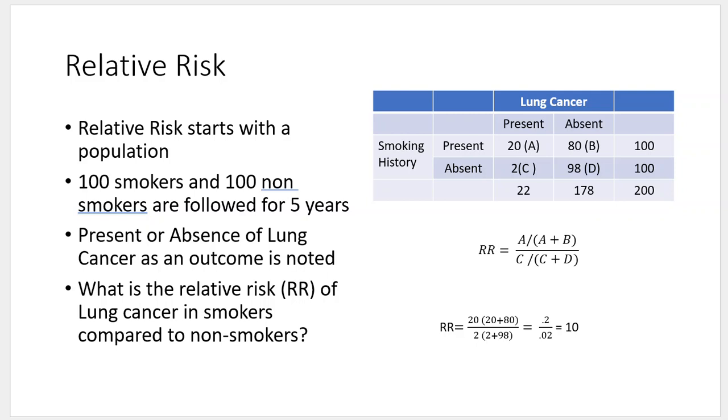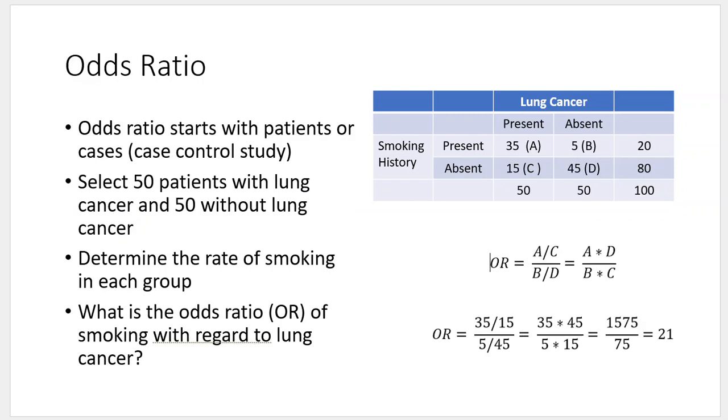Well, as you can see in the table there, people who smoked had a 20% incidence of lung cancer as opposed to 2% in the non-smoking group. So we plug those numbers into the formula as you see, and we get 0.2 over 0.02, which is 10. In other words, from this study, we conclude that smokers have 10 times the risk of lung cancer relative to non-smokers.